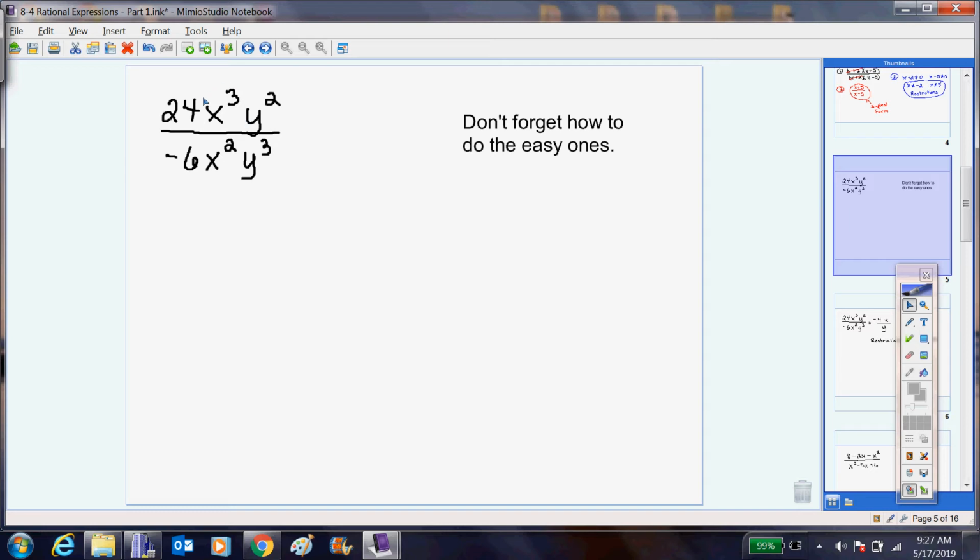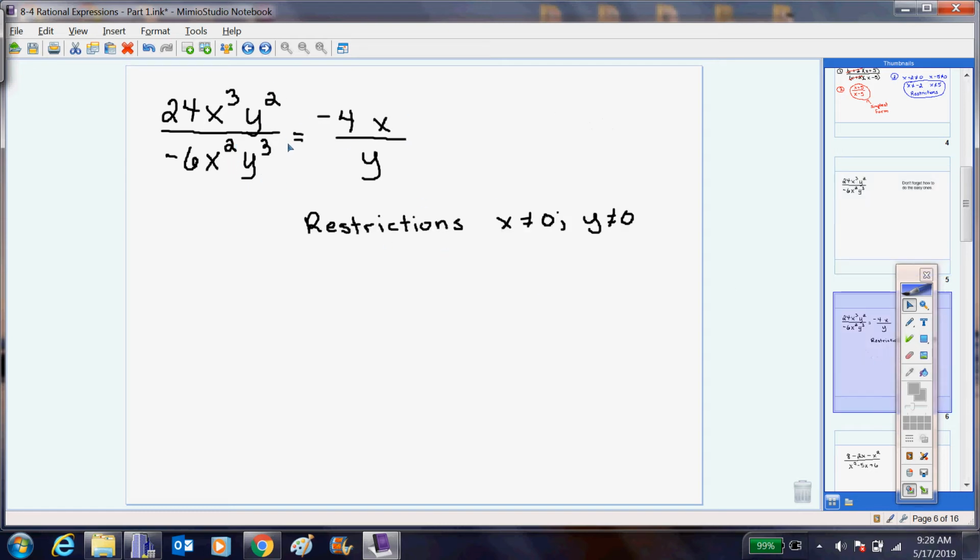Who remembers what happens with the x's? Subtract the exponent, good. So you get how many x's? 1x located in the numerator or denominator? Numerator. And here, 1y in the denominator, good. So here, 24 divided by -6 gives you -4. There are 3 x's at the top, and there are 2 x's at the bottom.